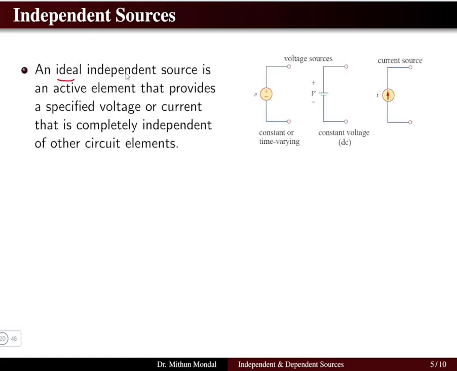So an ideal independent source is an active element. Any source which is producing a voltage or a current is basically an active element. An ideal element, as we have discussed, will have no internal resistance of its own. That will provide a specific voltage or a current. It means that any ideal source which produces a specified voltage or current and is independent of other circuit elements is known as an independent source. So other circuit elements will have no role on the output voltage or the current from the sources.